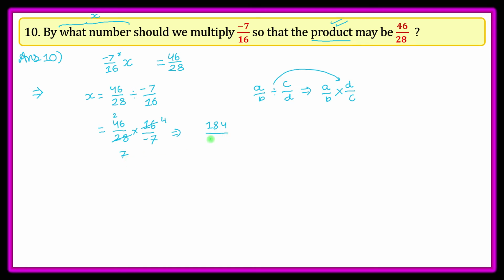7 sevens would be 49, but there is a minus sign also. You can put the minus sign at the denominator or at the numerator, it does not matter, but in most cases we put it at the numerator. So minus 184 upon 49 is the answer here. This is the answer of the question. Remember, we have to keep the product, that is 46 upon 28 in this case, always alone.